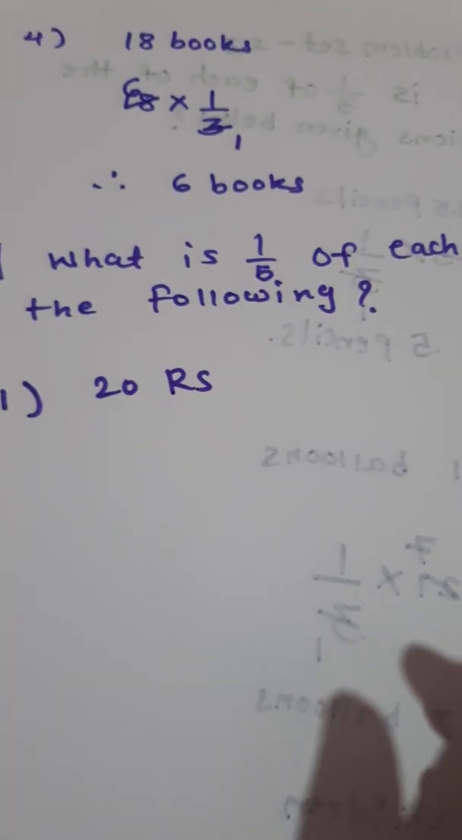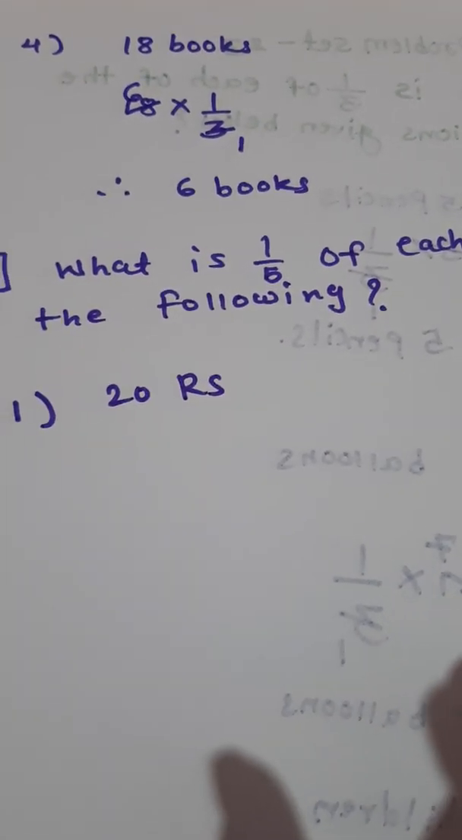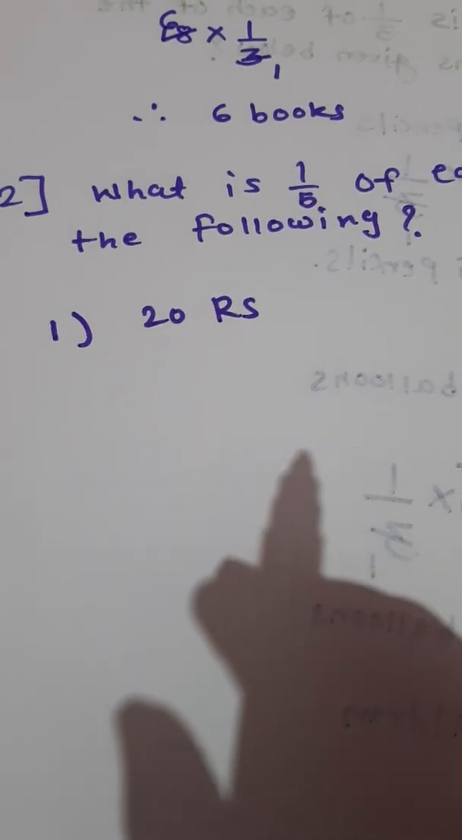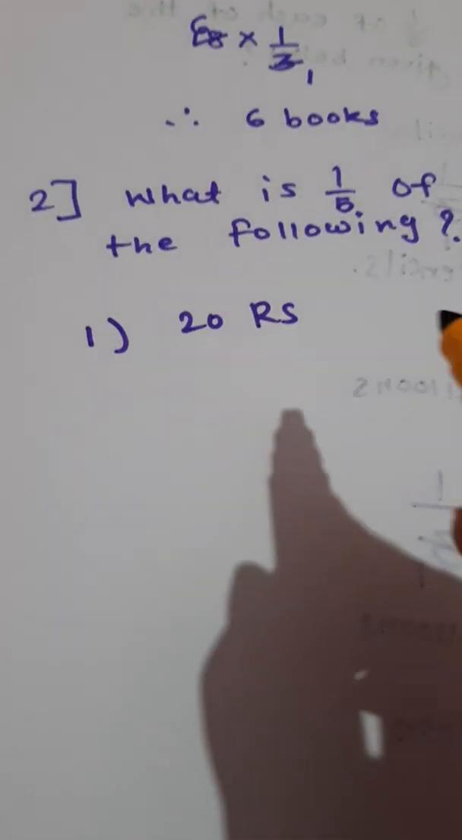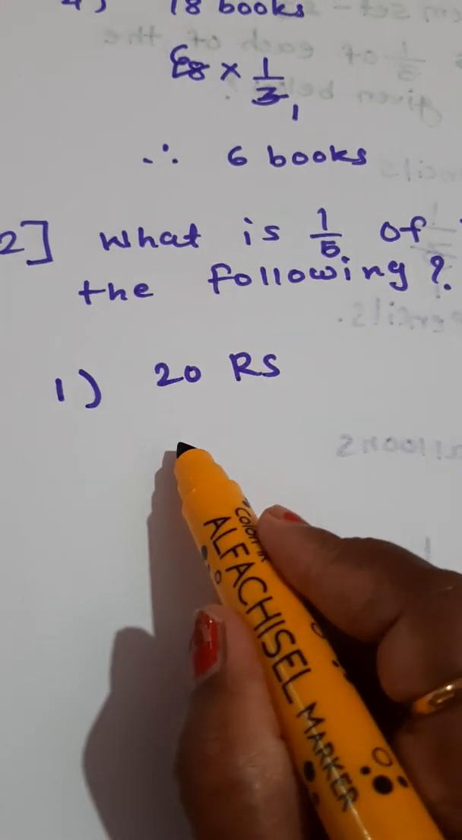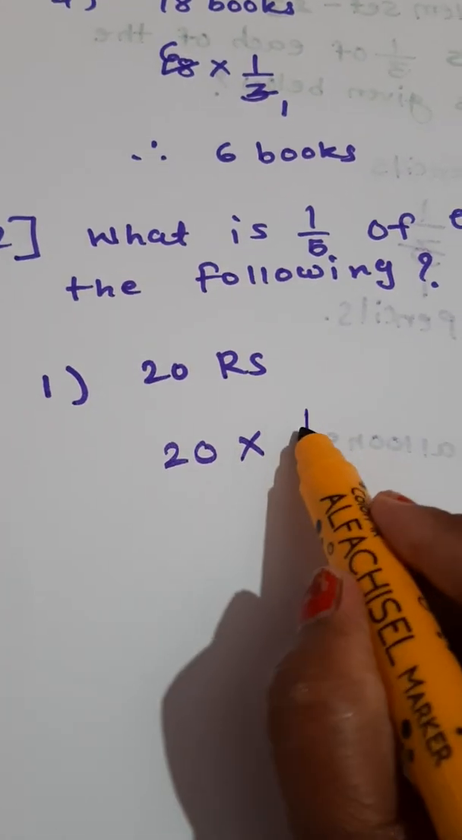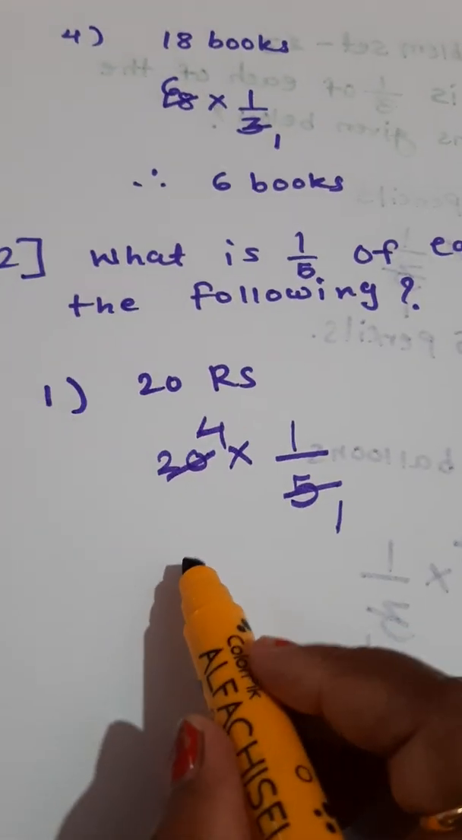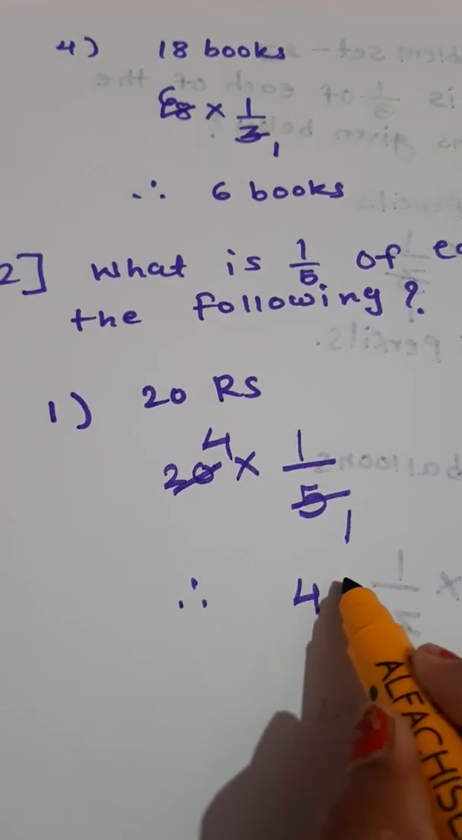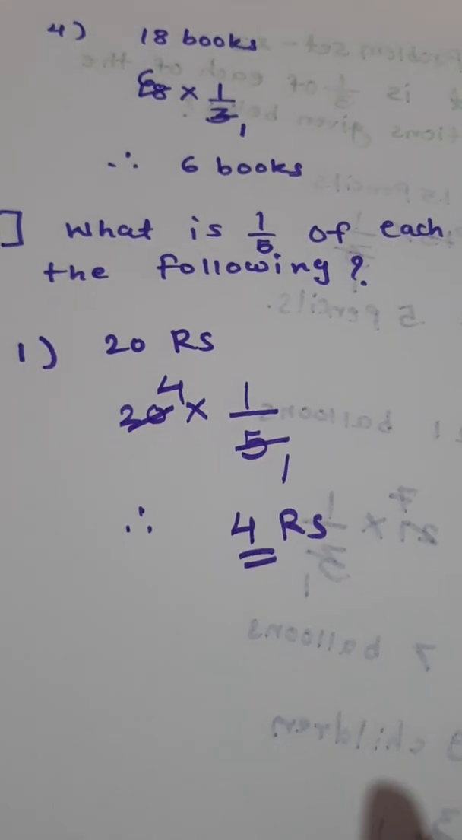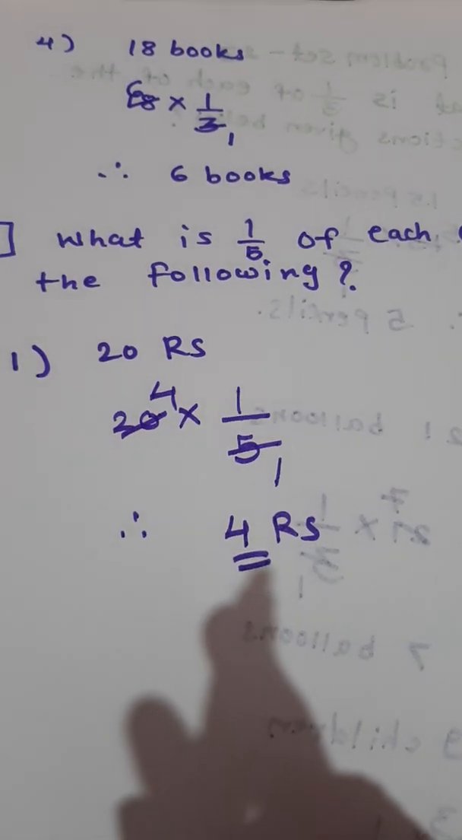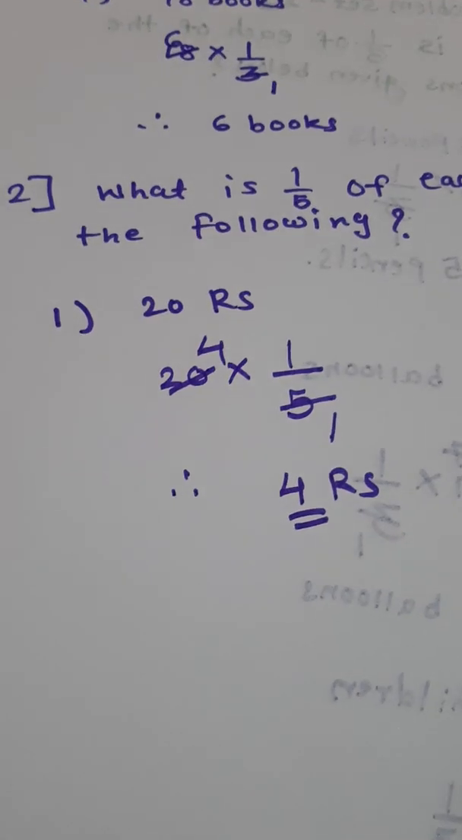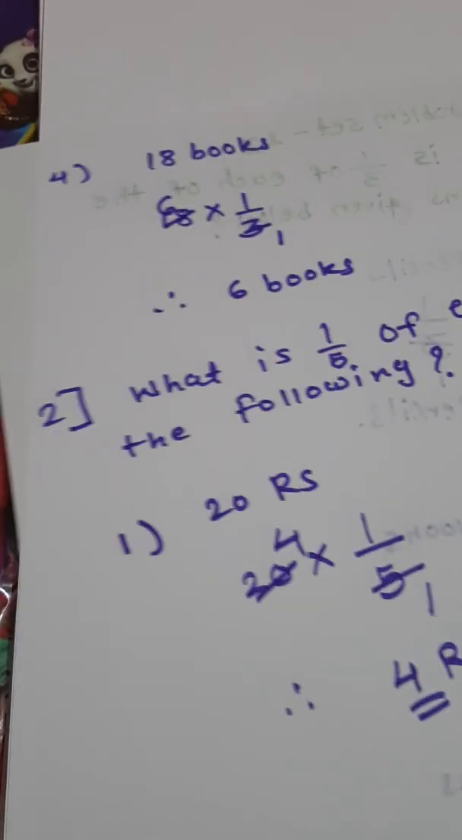In the above question, 1/3 of each collection is asked. In the second question, 1/5 of the following. So how to find out 1/5 of 20 rupees? The same way, 20 into 1/5. 5 ones are 5, 5 fours are 20. So what is 1/5 of 20 rupees? 4 rupees. If you arrange 4 rupees in 5 groups, 5 groups of 4 rupees, you will get a total of 20 rupees. This is the way to solve 1/3 or 1/5 of the given objects.